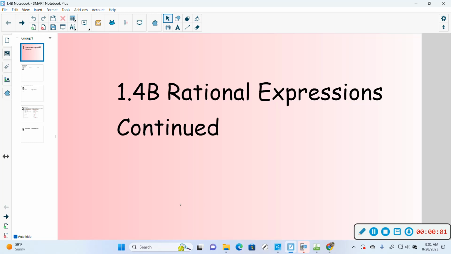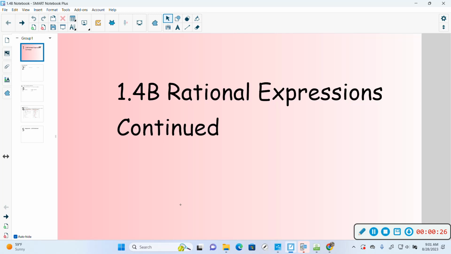If you remember from Thursday, I think it was, where we started our 1.4a, we're still on all those rational expressions, aka fancy name for a fraction. Remember, we did adding, subtracting, multiplying, dividing. So really, that's most of the operations. What I have to show you today is how to, quote unquote, rationalize the denominator and rationalize the numerator.